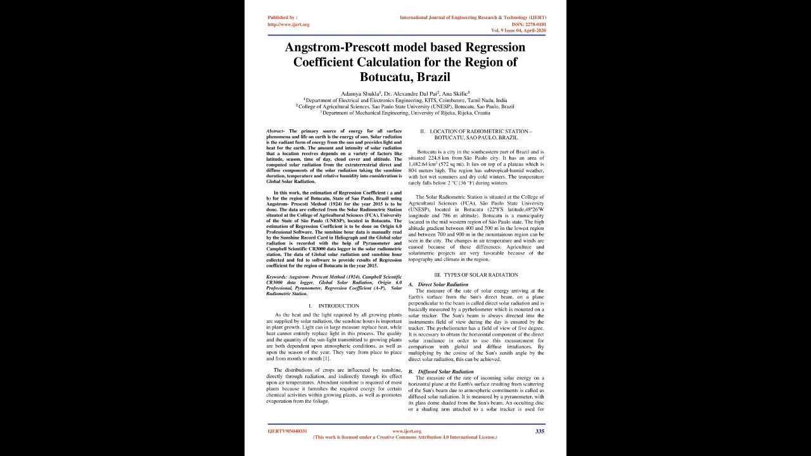The computed solar radiation from the extraterrestrial direct and diffuse components of the solar radiation, taking the sunshine duration, temperature, and relative humidity into consideration, is global solar radiation. In this work, the estimation of regression coefficients A and B for the region of Botucatu, state of São Paulo, Brazil, using the Angstrom-Prescott method, 1924, for the year 2015 is to be done.